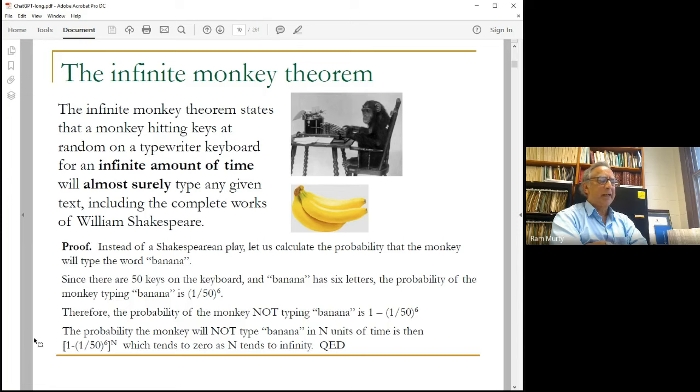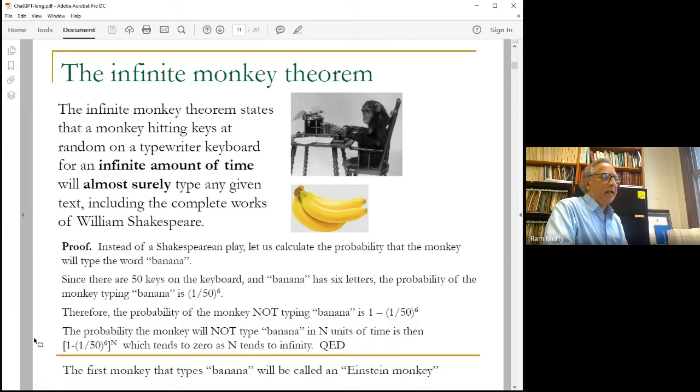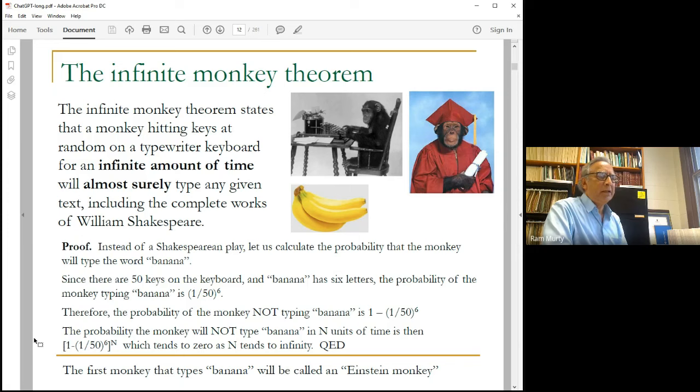And you know from your basic calculus, if you have a number strictly less than 1, and you take the nth power, that nth power goes to 0. Therefore, the probability the monkey will not type the word banana goes to 0. And almost surely, the monkey will type the word banana. And when a monkey does that, we may call it the Einstein monkey. So this is basically the infinite monkey theorem. You have to understand this, and once you understand this, you will understand what I'm going to say about ChatGPT.